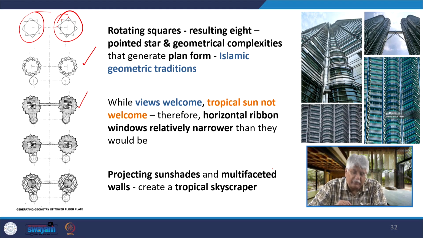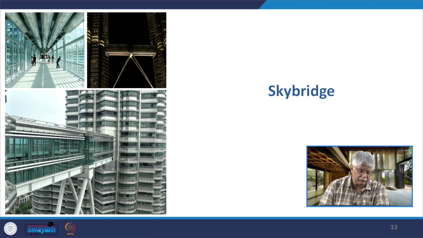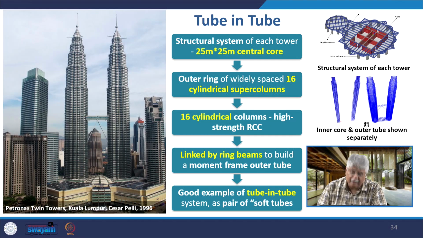While views are welcome, tropical sun is not welcome, therefore horizontal ribbon windows are relatively narrower than they would be, to keep out the tropical sun's glare. There are projected sunshades and multifaceted walls which create a tropical skyscraper. So the skyscraper has been designed keeping in mind the climate responsive nature of the skyscraper vis-a-vis the city of Kuala Lumpur. Now it has a sky bridge and it is tube in tube.